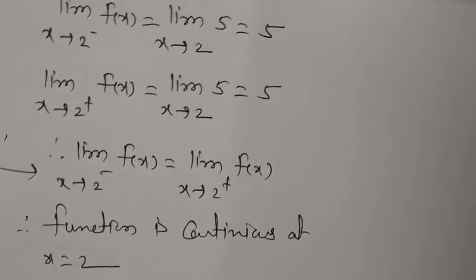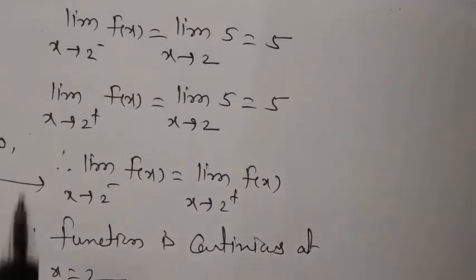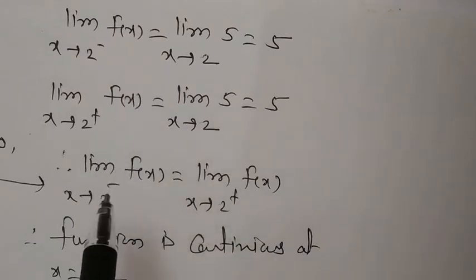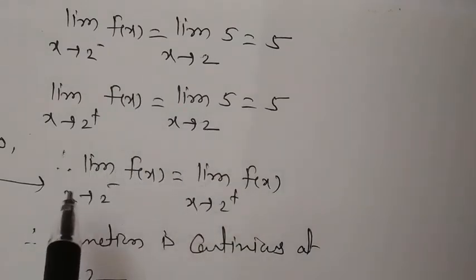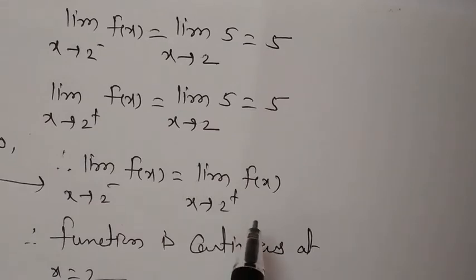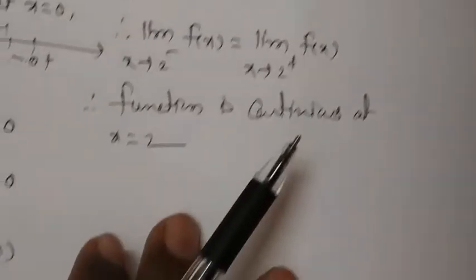Next, we will take 2. Limit x tends to 2 for minus and plus, but it is a singleton function. The function is continuous. Then limit x tends to 2 minus f of x is equal to limit x tends to 2 plus f of x. The function is continuous. Using the same method, we can solve examples number 6, 7, 8, 9, 10, 11, 12. Let me take example number 7.